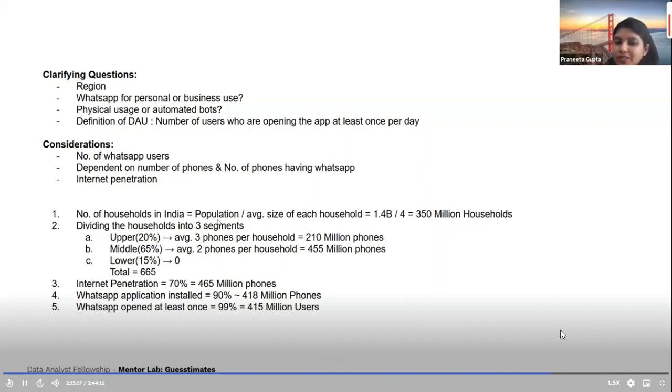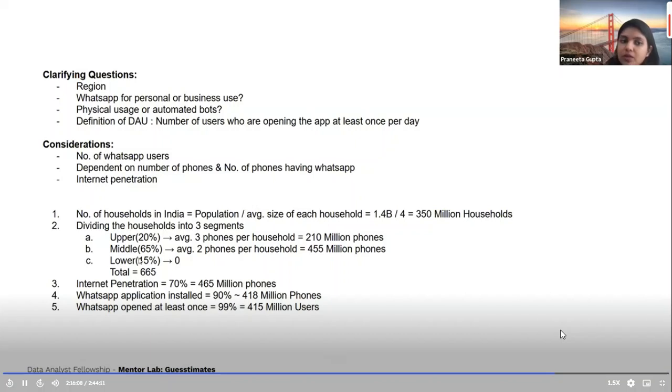What did I do? Population is 1.4 billion. I said the average size of each household is 4. Okay? So the total number of households comes to 350 million houses. Now essentially I'm going to divide these households into 3 segments. Instead of age group, I will consider the economic section essentially. Okay? Upper, middle, lower. Now of the 350 million, I'm saying 20% is upper, 65% is middle class and then 15% is lower. For upper, I'm saying the average is 3 phones per household. So here it's 350 million, 20%, times 3. So this is what I get.